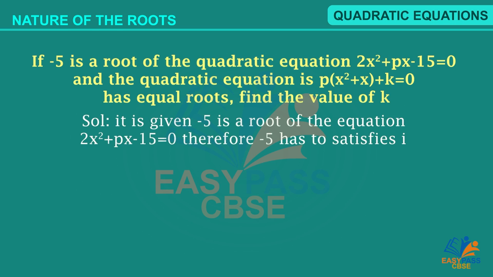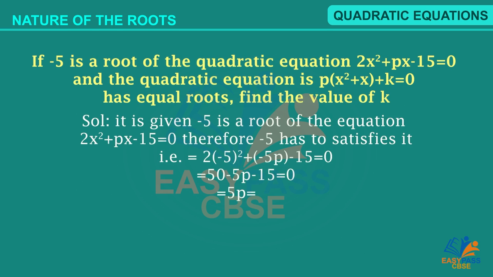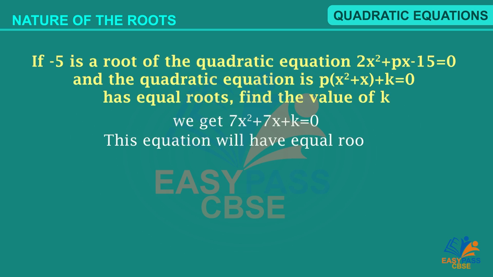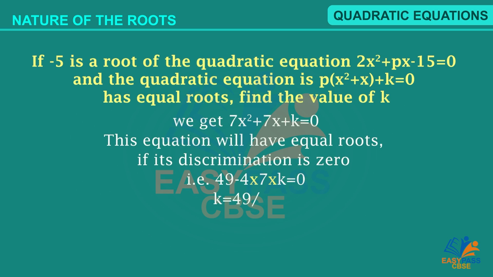Put x = minus 5: 2 times (minus 5) whole square plus minus 5 times p minus 15 = 0. On simplification, we get p = 7. So the second equation will become 7 times (x square plus x) plus k = 0, or 7x square plus 7x plus k = 0. Given that the second equation has equal roots, that means the discriminant is equal to 0. On simplifying, you'll get k = 49 by 28, or k = 7 by 4.